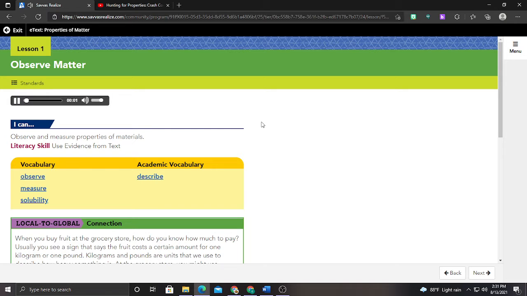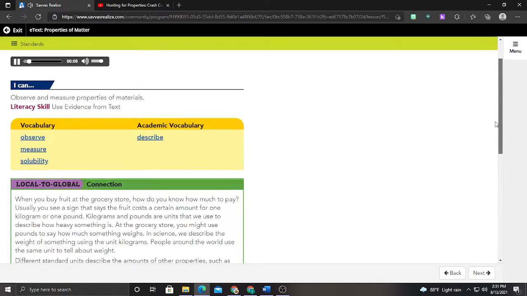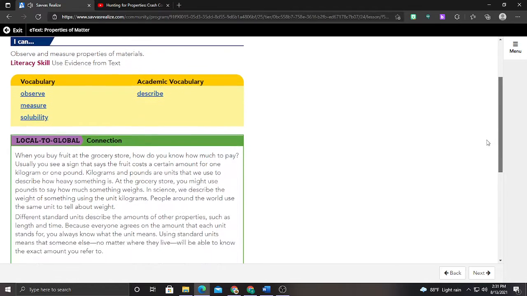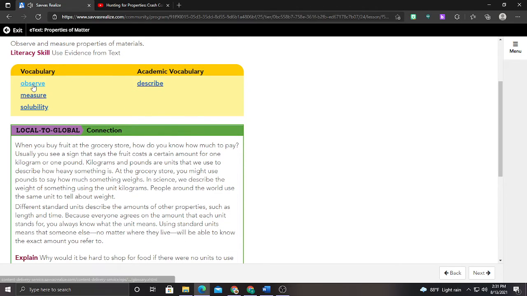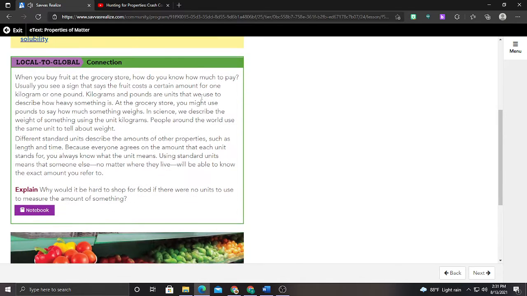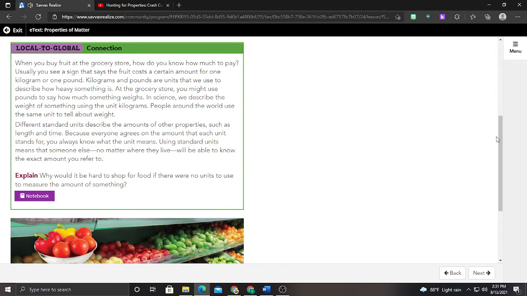Lesson 1. Observe matter. I can observe and measure properties of materials. Literacy skill. Use evidence from text. Vocabulary. Observe. Measure. Solubility. Academic vocabulary. Describe. Local to global connection. When you buy fruit at the grocery store, how do you know how much to pay?